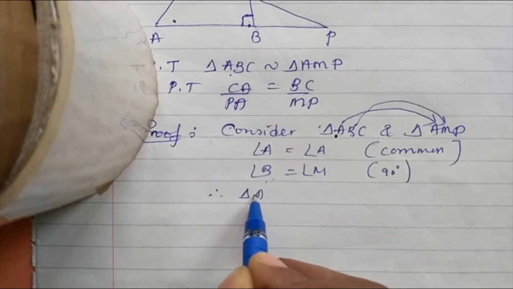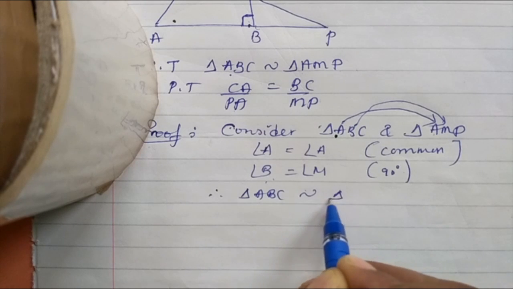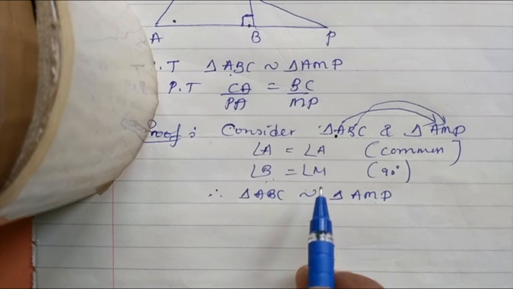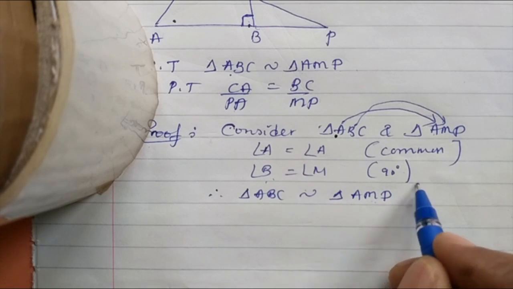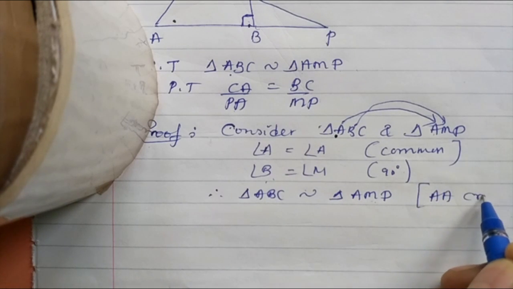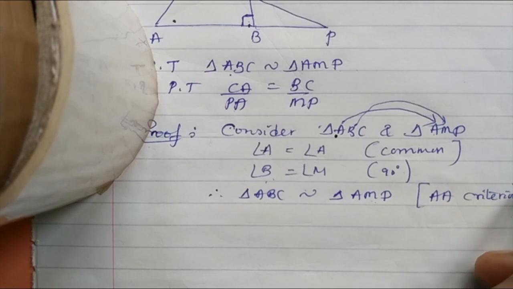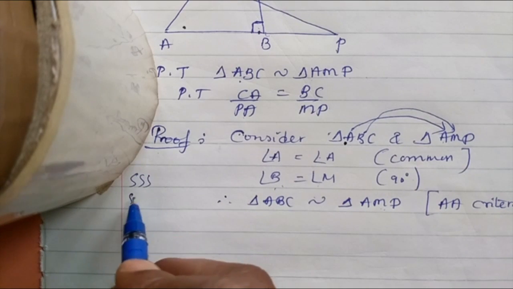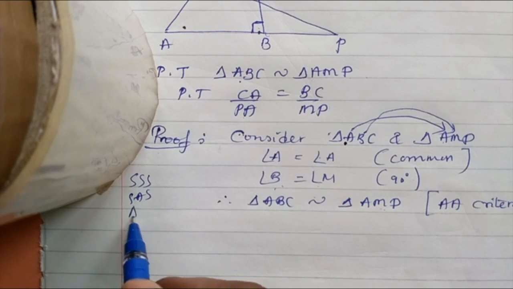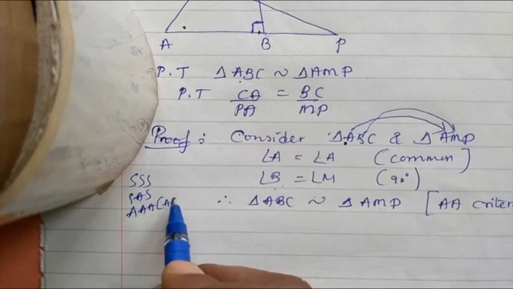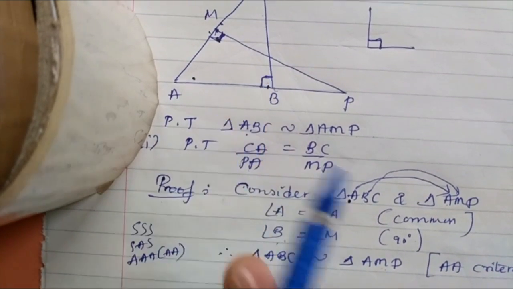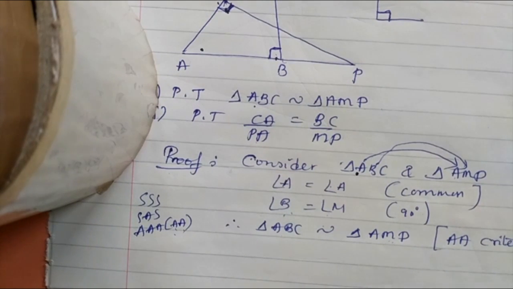Therefore, triangle ABC is similar to triangle AMP. So we can say now the triangles are similar. Why? Because two pairs of angles are equal. The reason is the AA criterion, which says that if two angles are equal, then the triangles are similar. There are three criteria: SSS, SAS, and AAA or AA. So select any one of these three. For this given problem figure, AA is correct.